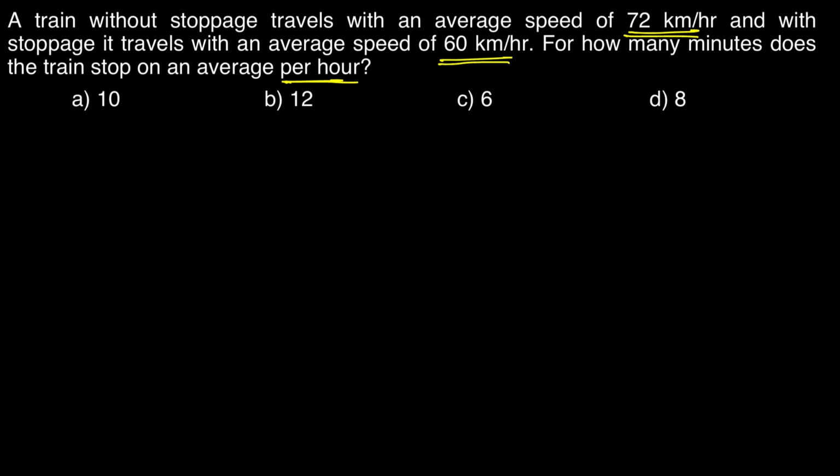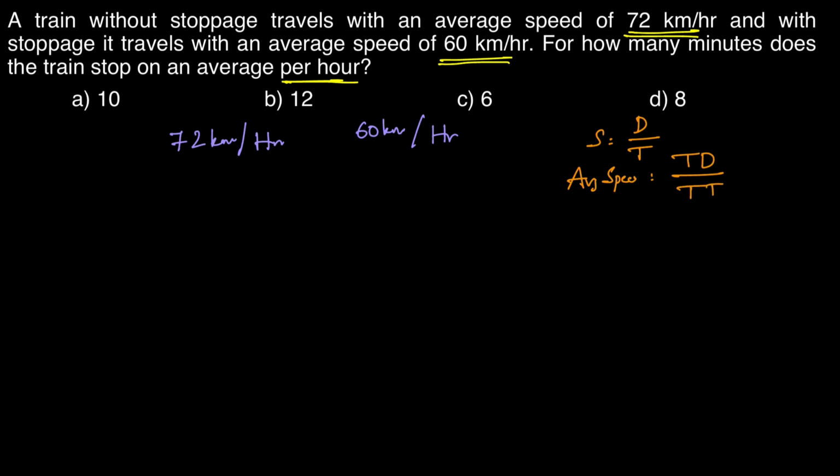So average speed without stoppage is 72 kilometers per hour, and with stoppage the average speed is 60 kilometers per hour. Speed is nothing but the distance covered in the given time period. And what is average speed? Equal to total distance divided by total time period.